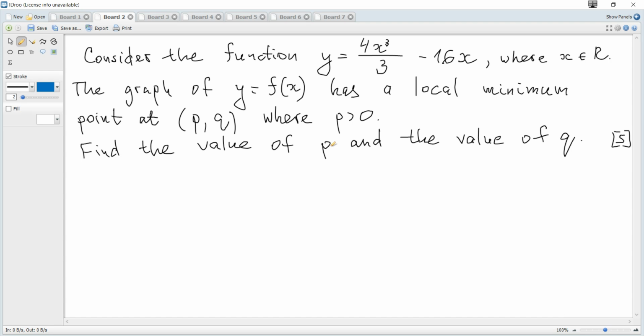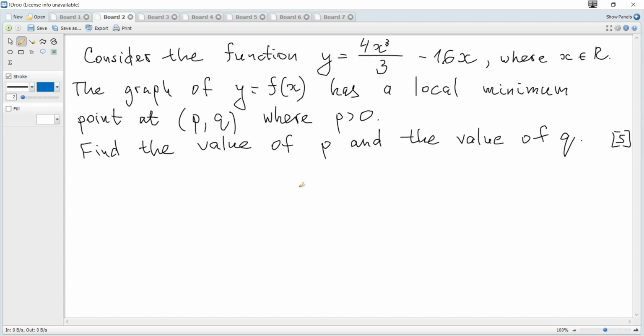Consider the function y = 4x³/3 − 16x, where x is real. The graph of y = f(x) has a local minimum point at (p, q), where p is greater than 0. Find the value of p and the value of q. So to be a local minimum at some point, at that point, the derivative must be 0.